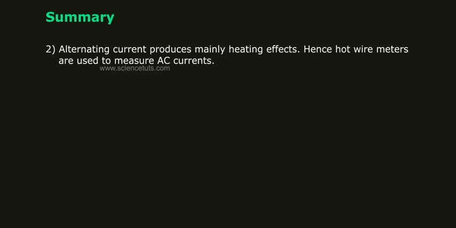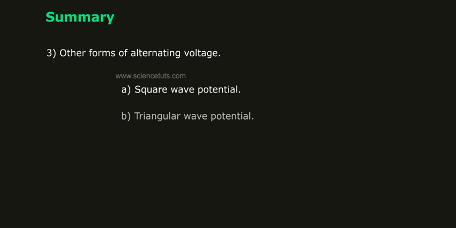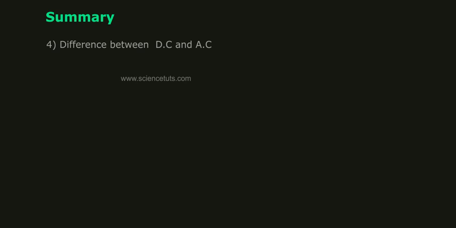2. Alternating current produces mainly heating effects. Hence, hot wire meters are used to measure AC currents. 3. Other forms of alternating voltage: A. Square wave potential. B. Triangular wave potential. C. Mixed wave potential.